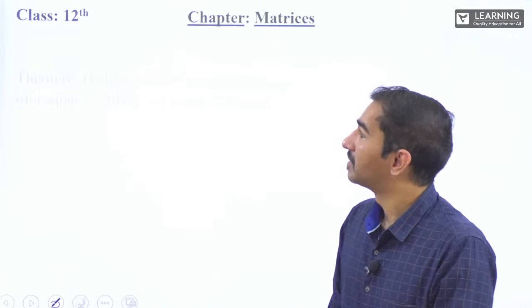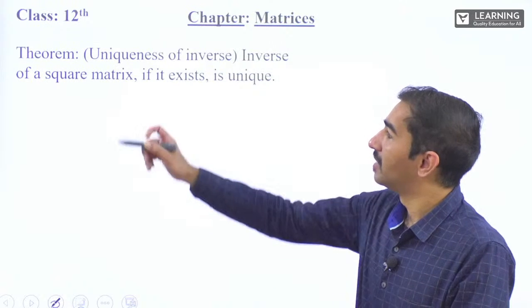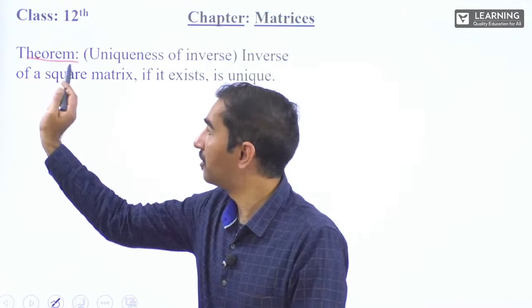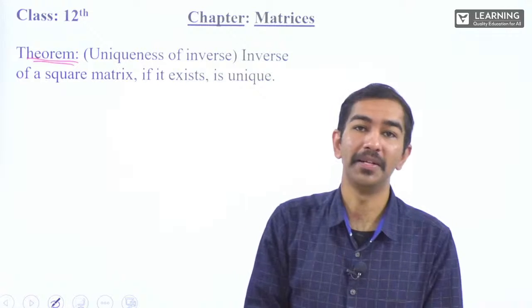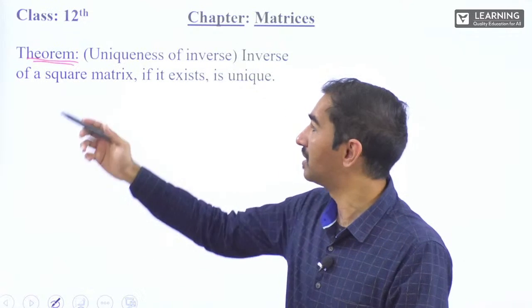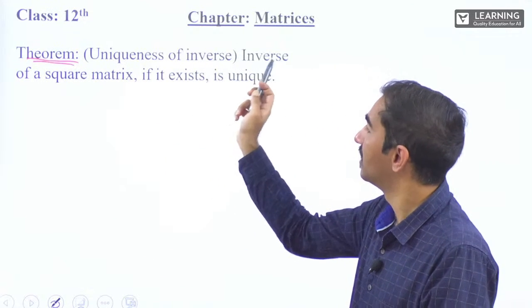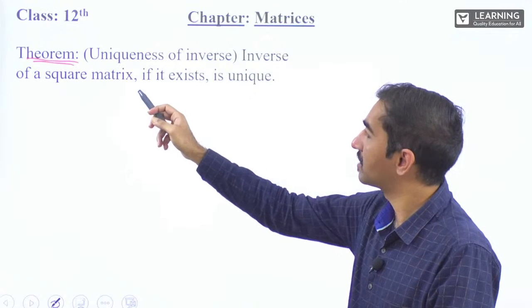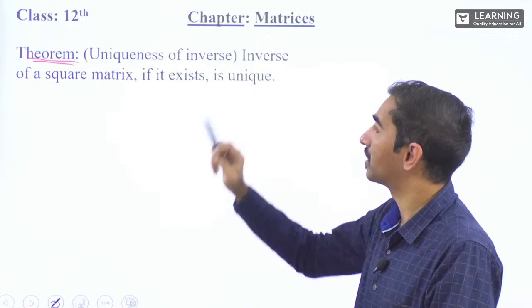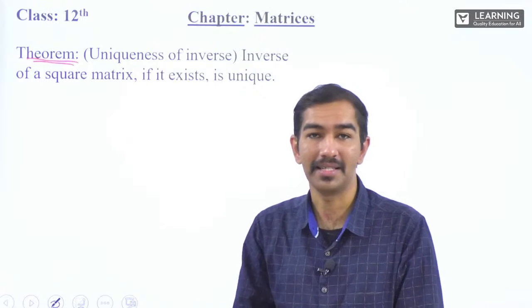What do we have next? Theorem. There is one theorem under invertible matrices. See the theorem, uniqueness of inverse. Inverse of a square matrix, if it exists, is unique. Inverse of a square matrix, if it exists, then it is unique.